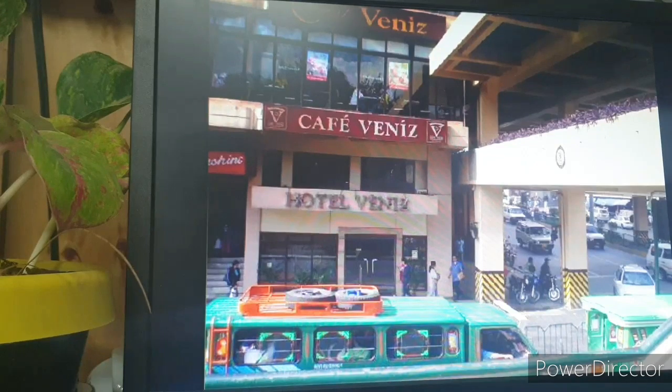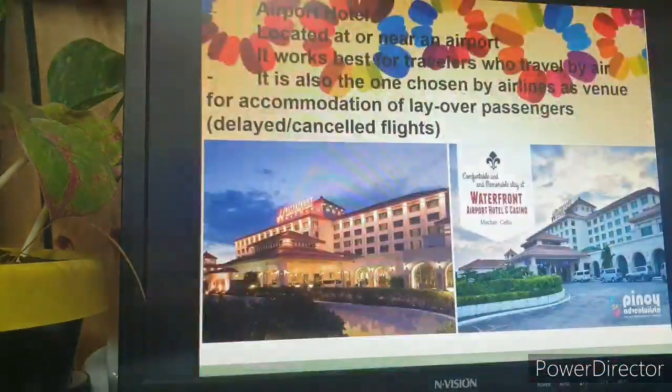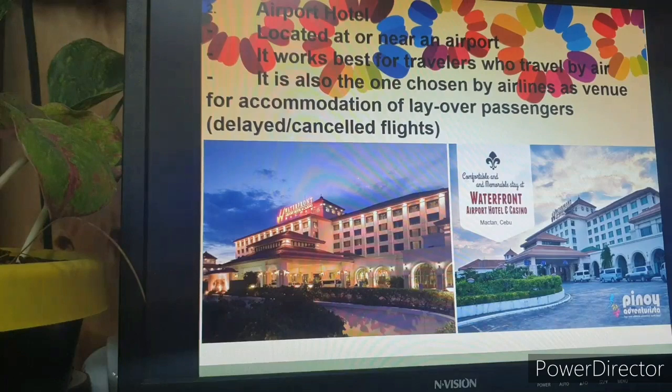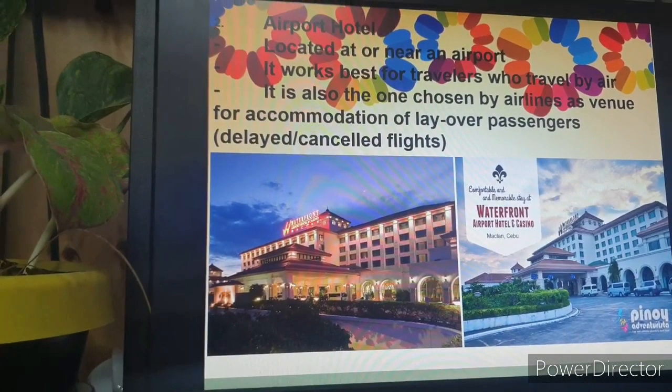According to location is the Airport Hotel. Located at or near an airport, it works best for travelers who travel by air. They mainly cater to the flying public, and of course they can accommodate business travelers making connections during a week-long trip. It is also the one chosen by airlines as a venue for accommodation of layover passengers, and delayed or canceled flights. That's why we're much grateful because we have an airport hotel.